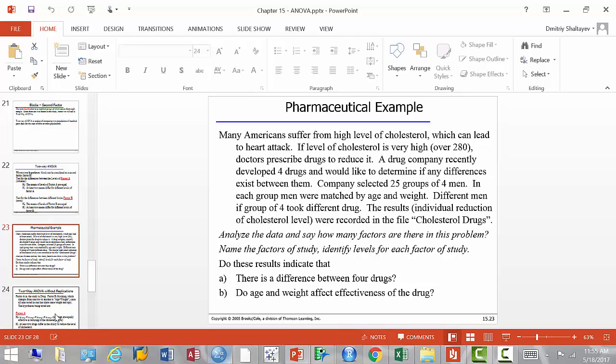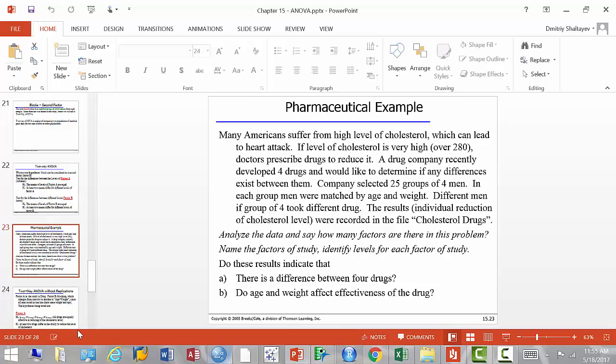Okay? But it could be that the effectiveness of the drug, in other words, how good it is at reducing the cholesterol level, depends on how much you weigh and how old you are, right? Maybe, for example, on young people, drugs work better than on older people, and maybe if you're skinny, the drug works better. If you're overweight, the drug works worse. Who knows, right? But there can be a dependency. So the way the groups were set up is that inside every group of 4 men who were taking 4 different drugs, people were matched by their age and weight.